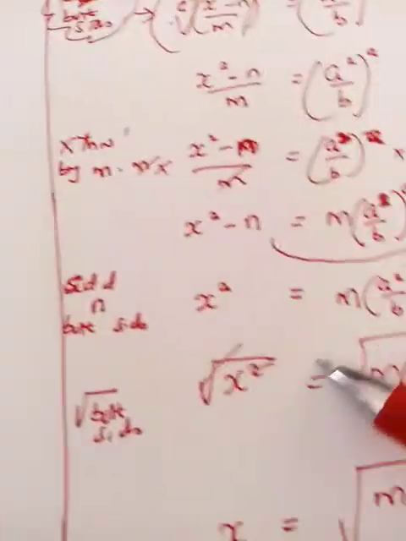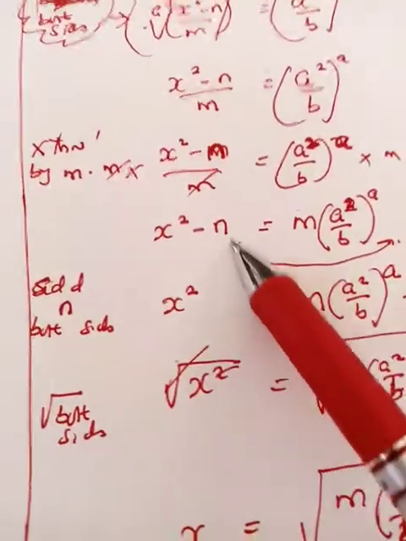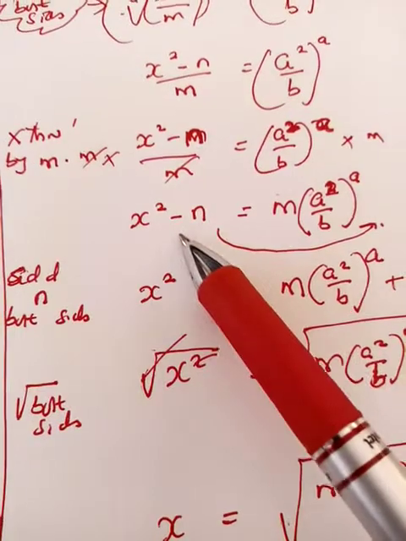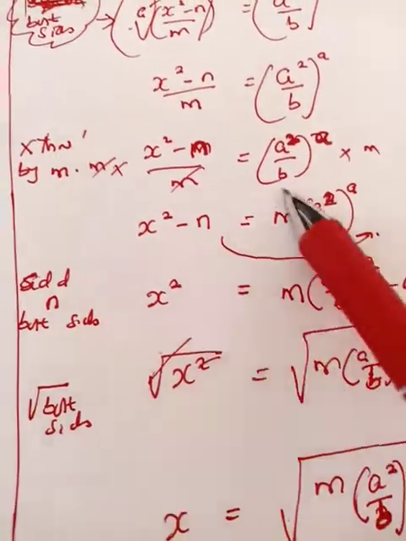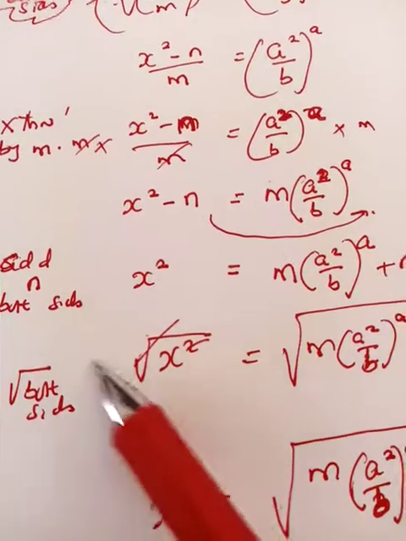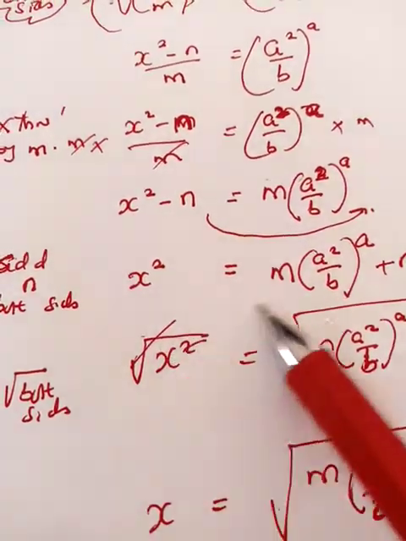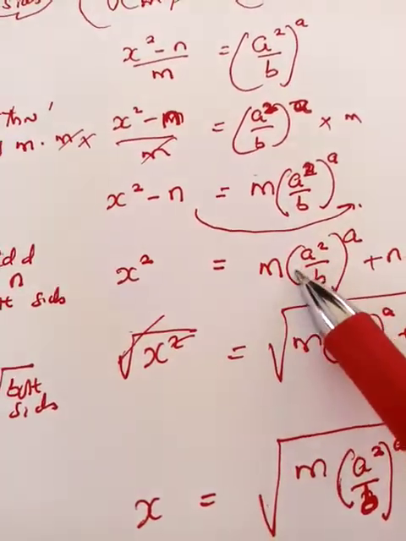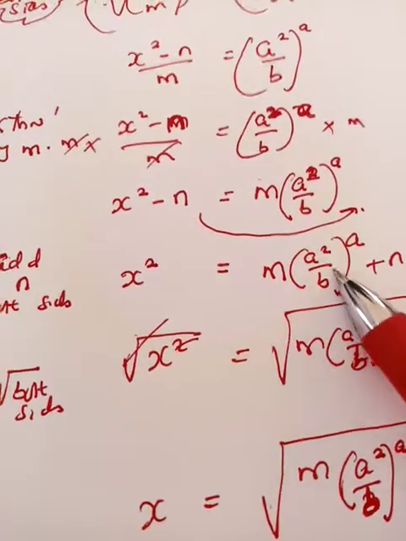All right. So going to the next part now, we have to remove n from this side. It's negative. So we carry it to the other side, it becomes positive, or we just add n to both sides. And that gives us x squared is equal to m into brackets a squared over b, all of that raised to power a, plus n.